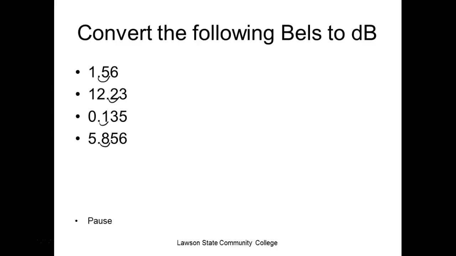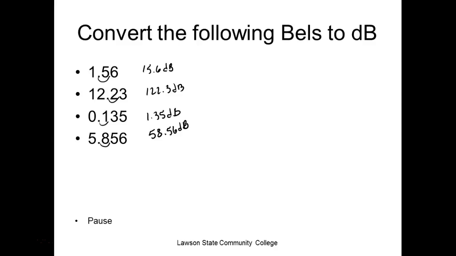This is decibels. So this would be 15.6, but now you've got to put dB. And this would be 122.3 dB. This would be 1.35 dB, and this would be 58.56 dB. This is the way we would represent gains or losses.